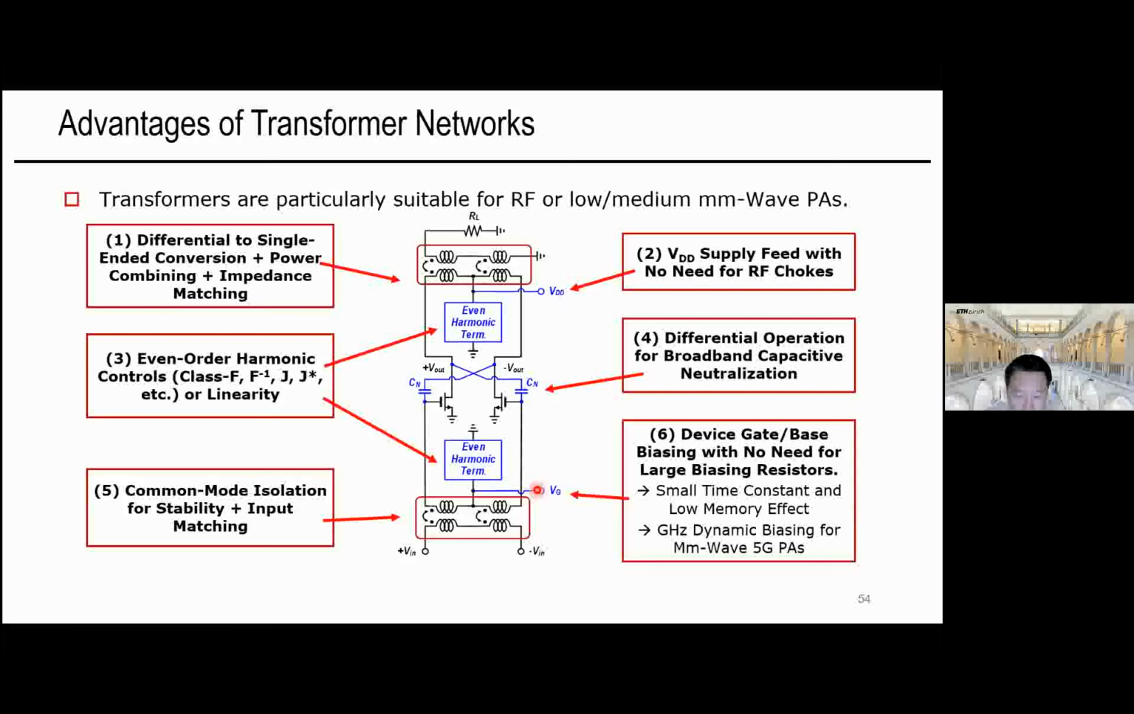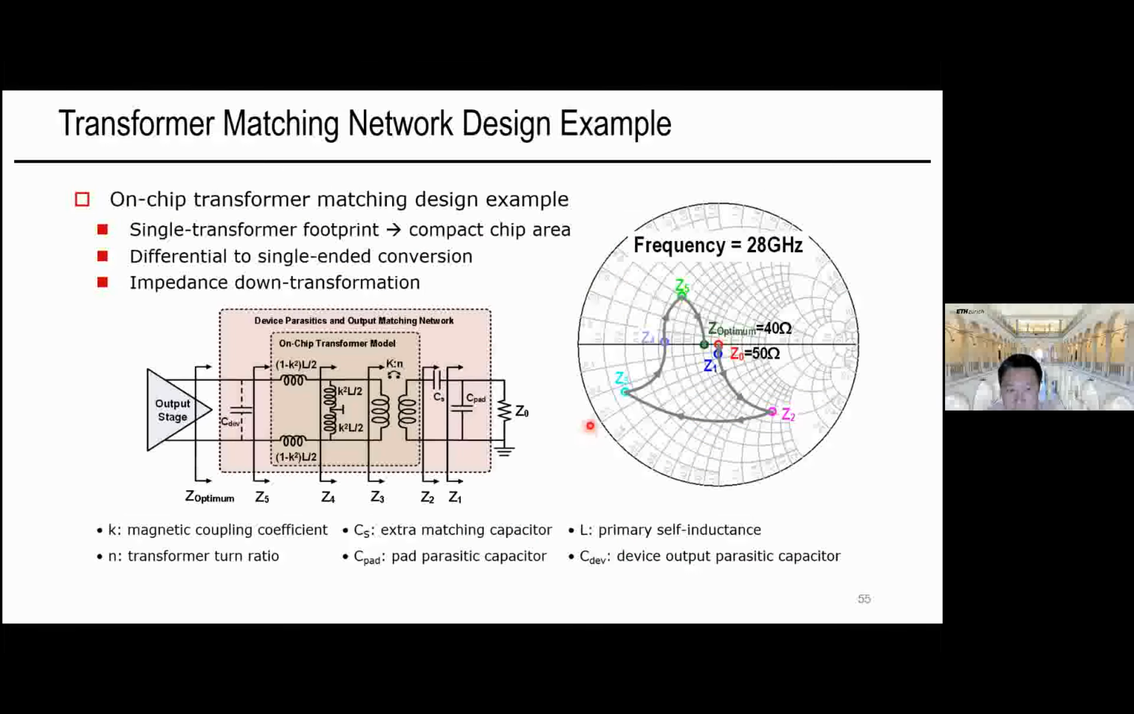This will enable gigahertz very fast dynamic biasing, which is critical for millimeter-wave PA and 5G designs too. So here is an example of how to design a practical output matching network for a millimeter-wave PA at 28 gigahertz. I will not go through all the details, but you can see that this transformer essentially achieves all these functionalities using just one transformer, and in a very compact form factor too.